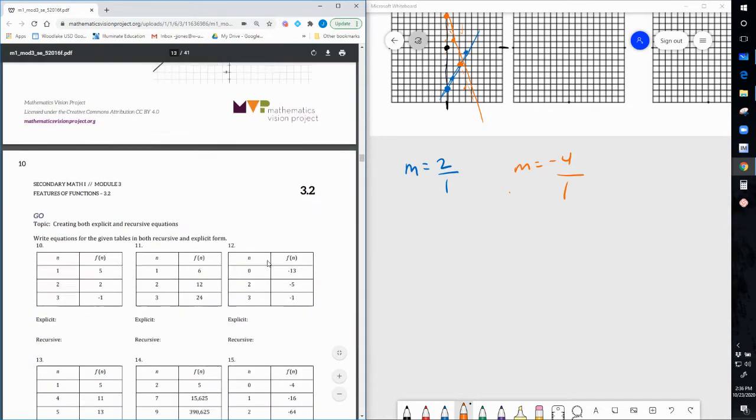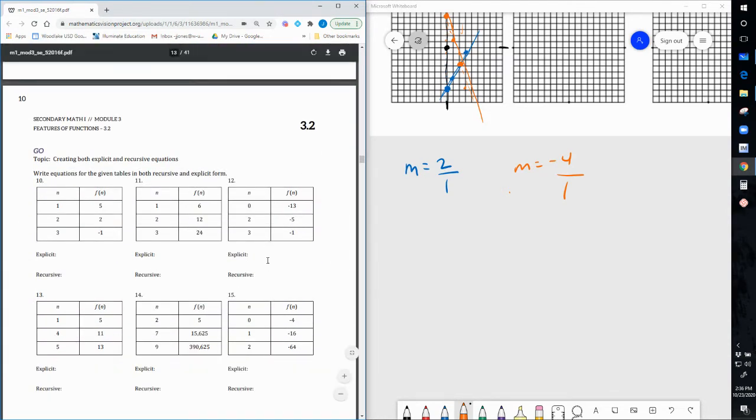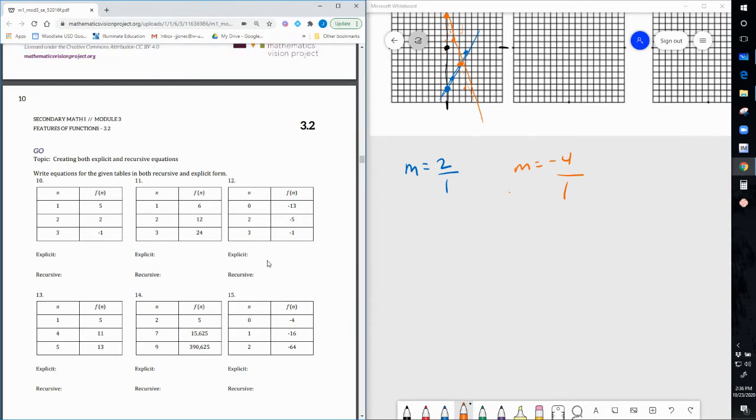Okay? All right, last but not least, we have 3.2. It just wants an explicit and recursive equation. Sounds like some stuff we did last chapter, right? So we should be able to look at them and realize, okay, go back to the 0th term. So for example, on that first one, the table looks like this. Okay, go back to the 0th term and figure out what it is so you can give me the equation.